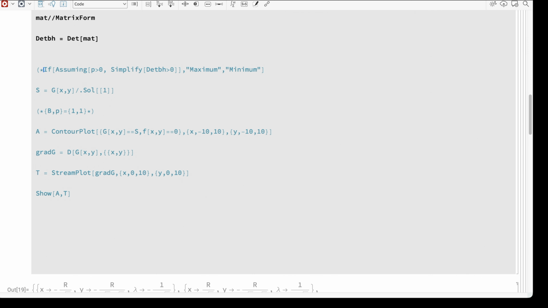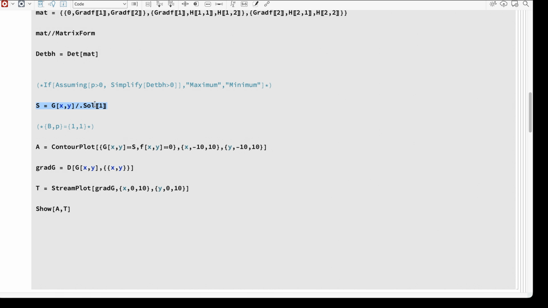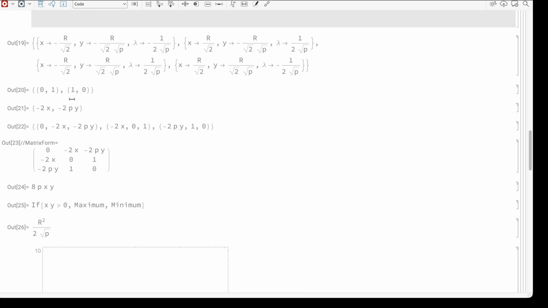Now moving on to contour plot. Before that, I'm only going to be drawing the isoquant for this first solution, which is minus r over root 2 and minus r over root 2 root p. So summing those two values into g of x, y, and I should get some value, and that value is r squared over 2 root p.